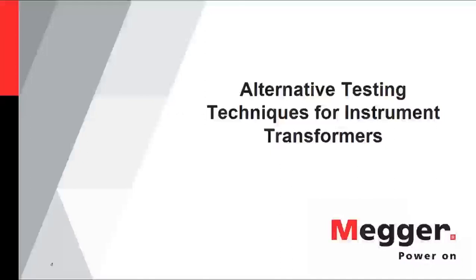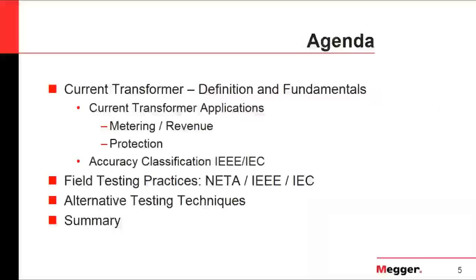Today we'll be talking about alternative testing techniques for instrument transformers, and our main focus will be current transformers. A little bit about the agenda. We will go into definitions and fundamentals on current transformers, some current transformer applications, metering, revenue, protection, accuracy classification according to IEEE and IEC, some field testing practices according to NETA, IEEE and IEC, and the alternative testing techniques that we will discuss in detail. And then finally, we will summarize the ideas of the webinar.